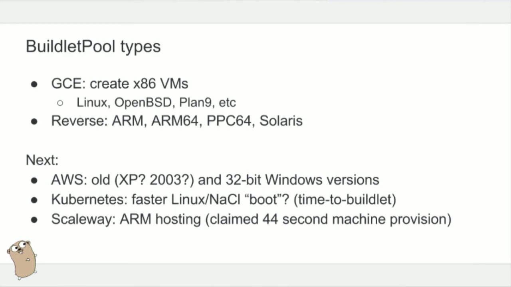So we get physical machines and have them dial in. So we use GCE for all the x86 things that run there. We run the reverse pool for anything that we basically can't run on. Solaris has like no VirtIO net or VirtIO SCSI driver, so that one will be reversed probably soon. We're going to do an AWS one.